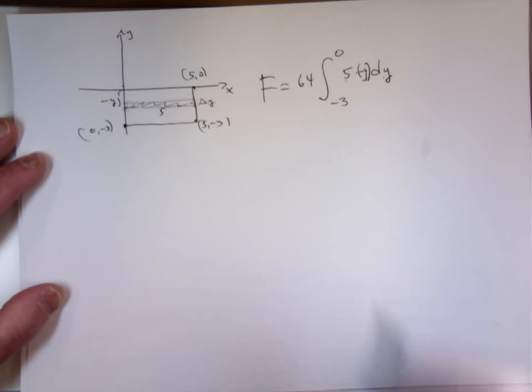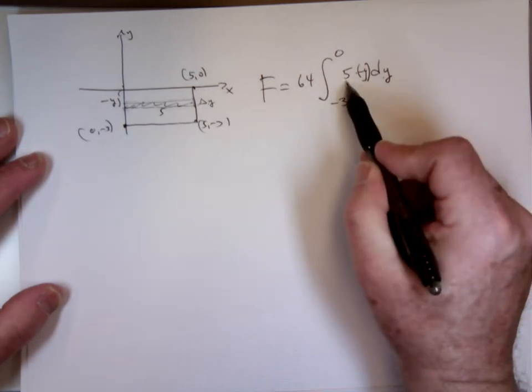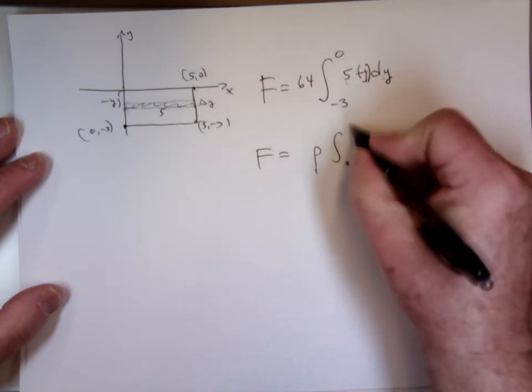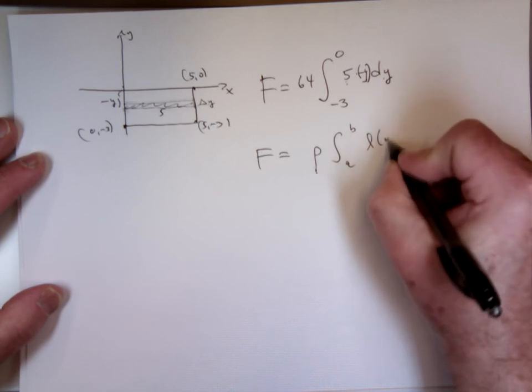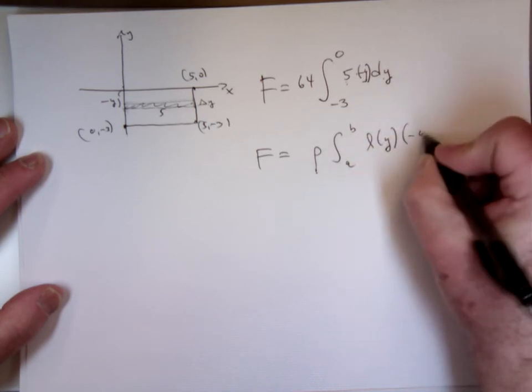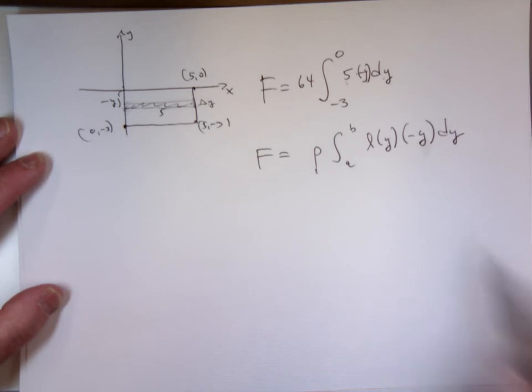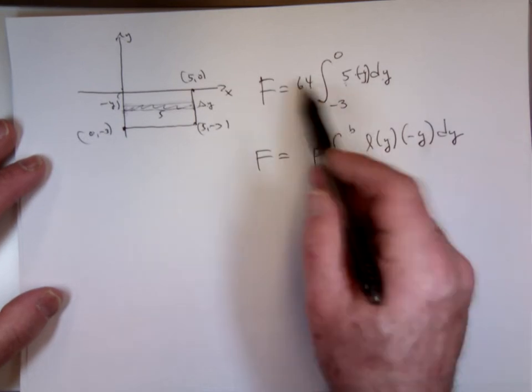So this is what you have. Here's the general formula: density, length of the rectangle in terms of y, the depth of the rectangle, negative y, dy. So it's always in y. These problems are always in y. Let's do the integral, and let's verify that we get the same thing we had before.